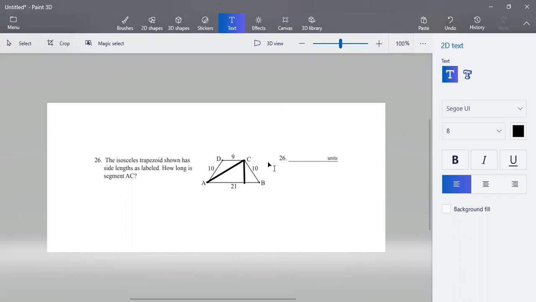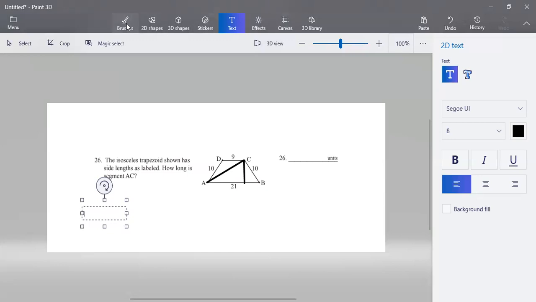However, what we notice is that AC actually forms a right triangle if we divide up the side length AB, and we can use that to solve. So let's get right into it. We know that AB is 21 units long, and we know that DC is 9 units long, right? So therefore, we know that the difference is going to be important here.